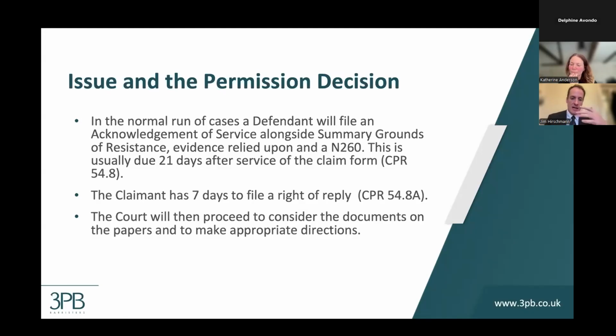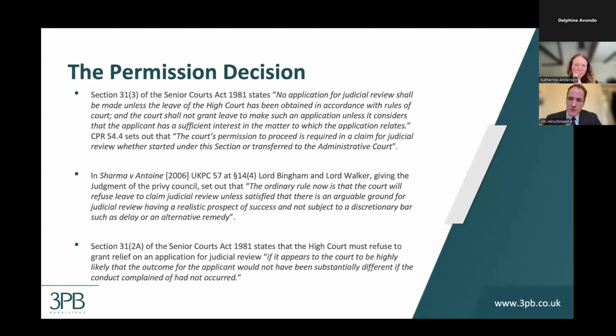The claimant then has 7 days to file a right of reply. The court will then proceed to consider the documents on the papers and make appropriate directions. That is where the court has to consider permission. Now, Section 31(3) of the Senior Courts Act is very clear that an application for judicial review shall not be made unless the leave of the High Court has been obtained in accordance with rules of court. And the court shall not grant leave to make such an application unless it considers that the applicant has a sufficient interest in the matters to which the application relates. So there's a statutory basis that says the claimant needs to have standing, and also the leave of the High Court is needed if you're going to proceed with a JR.